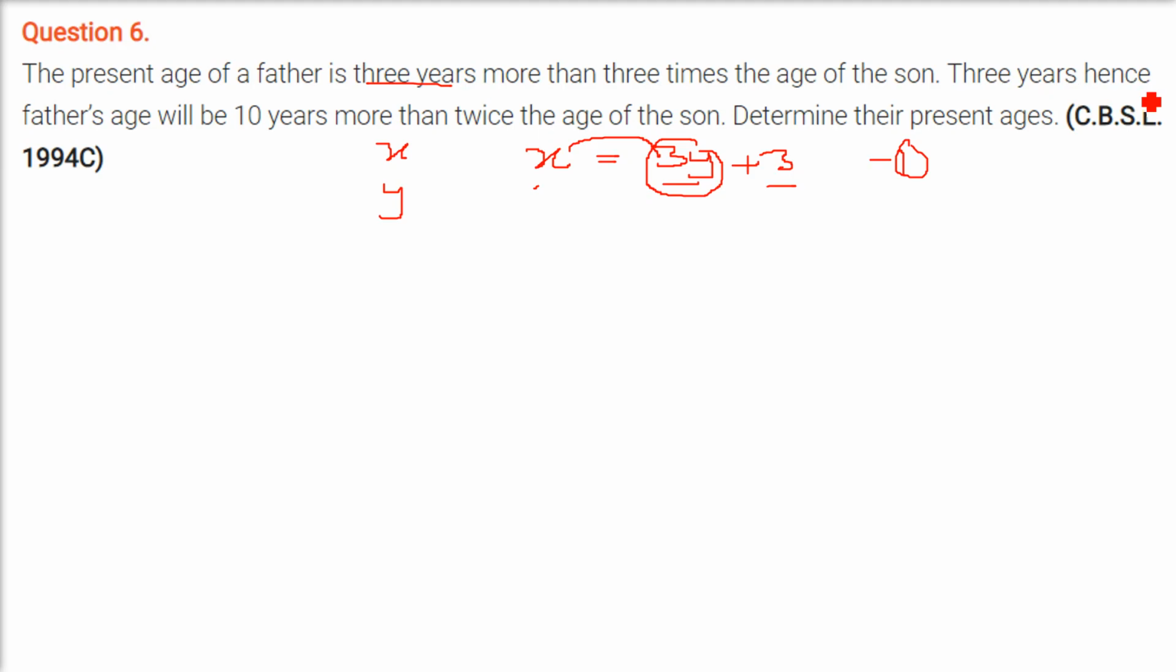3 years hence means we are talking about the future. So we have to add 3 to father and 3 to son. 3 years hence, father's age will be 10 years more than twice the age of son. So we have to make twice of this: twice the son's age plus 10 years more. Now this is the scenario. So this is our second equation.